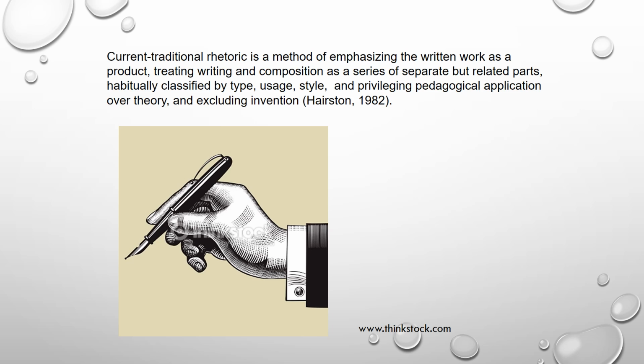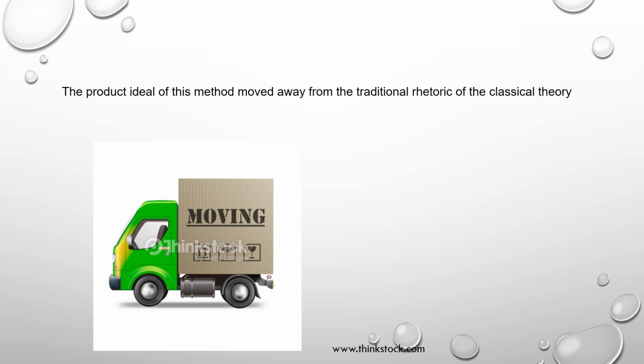Current traditional rhetoric is a method of treating the written work as a product. The writing and the composition are a series of individual but closely related parts classified by type, usage, and style. While founded on the idea of classical rhetoric, this method quickly moved away from the traditional style.